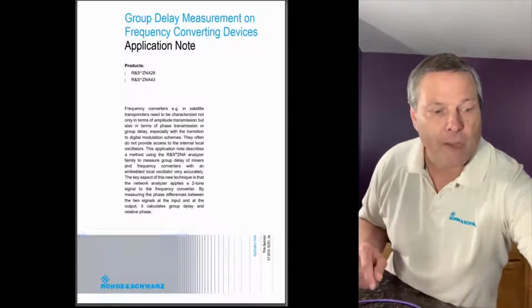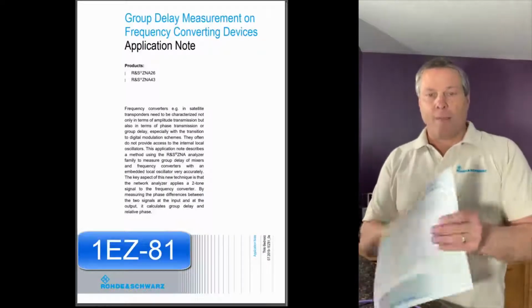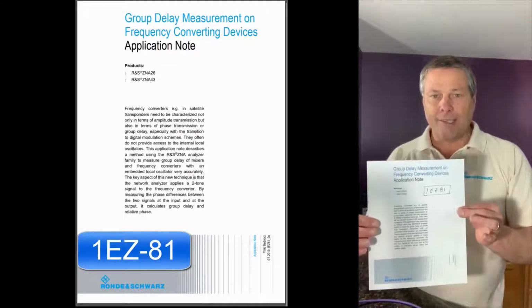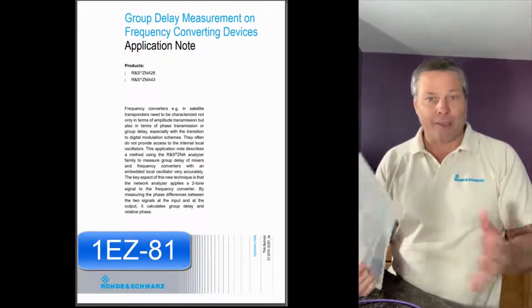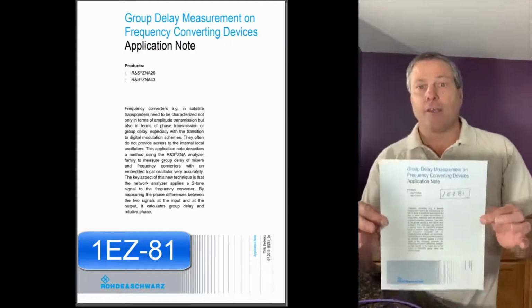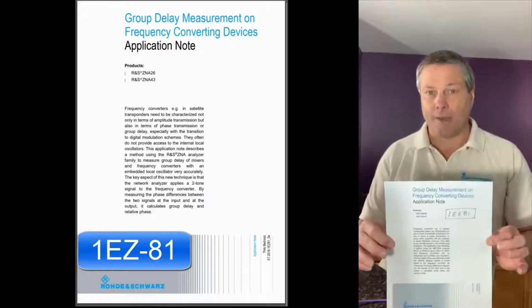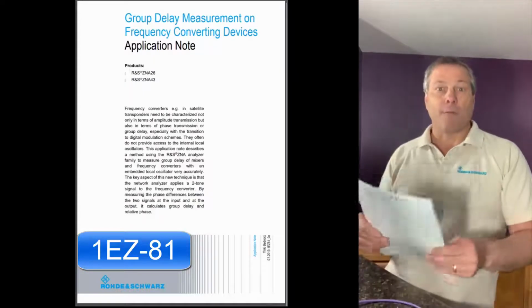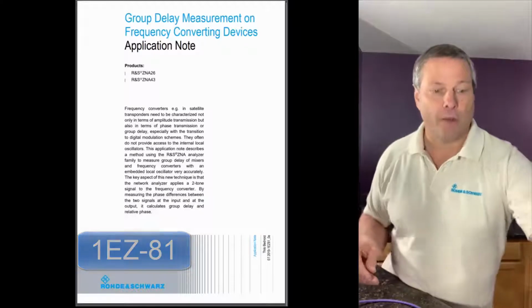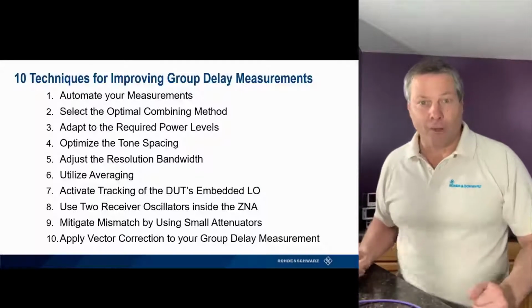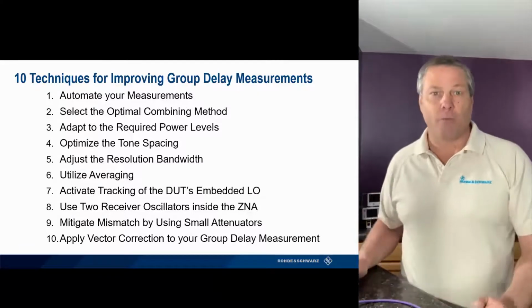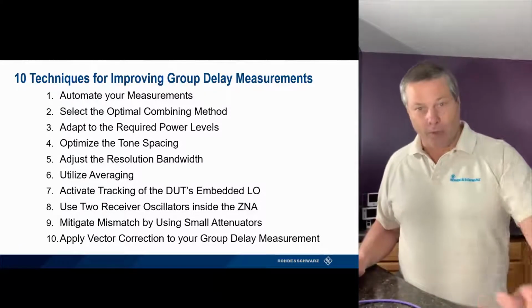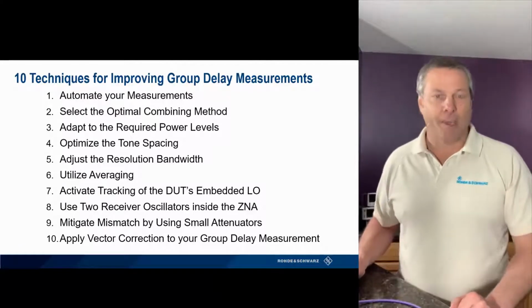And for more information on that topic, we have an application note, 1EZ81, which is titled Group Delay Measurements on Frequency Converting Devices. It goes through all the details, goes through the equations, and how to make the setup and measurements. So a lot of information is available in this application note. But we are interested in watching videos, so I'm going to go through my techniques for optimizing this measurement in the videos. In other words, you don't necessarily need the application note.